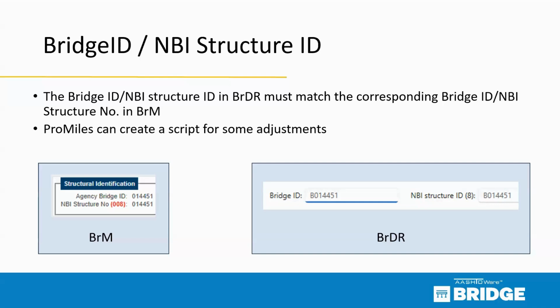So we had to have this corrected, and we had some other cases where it was more than a B, maybe some other kind of text in there. ProMiles can create a script for some of these adjustments. In our case, they were able to create a script that would remove any leading characters in front of those 6 digits. So if you can go through your database and just make the adjustments to get those numbers ready, then ProMiles may be able to help you with the remainder of that.